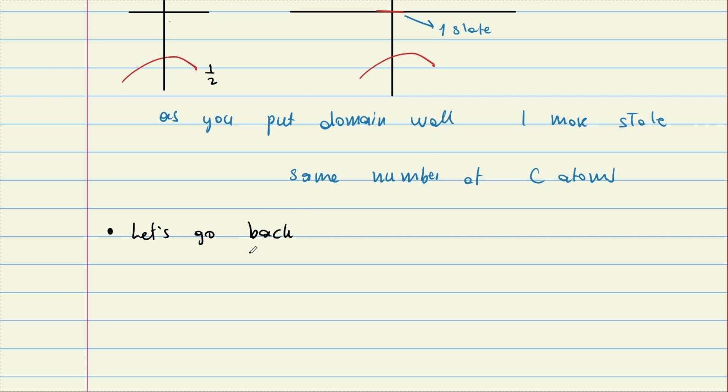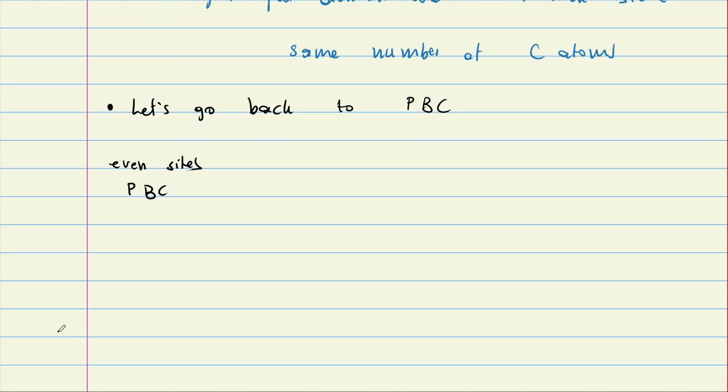So let's go back to boundary conditions. Basically, let's call periodic boundary conditions, right? That's how we count the number of states. And for simplicity, let's take an even number of sites and periodic boundary conditions. And what is a periodic boundary condition? I have a ring, right?